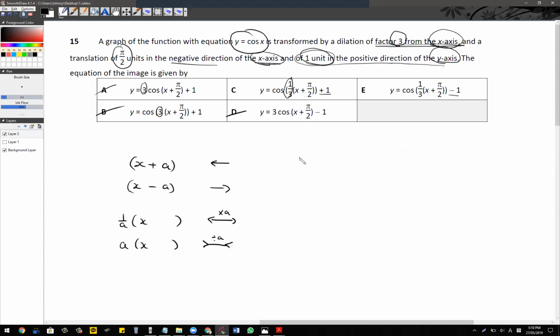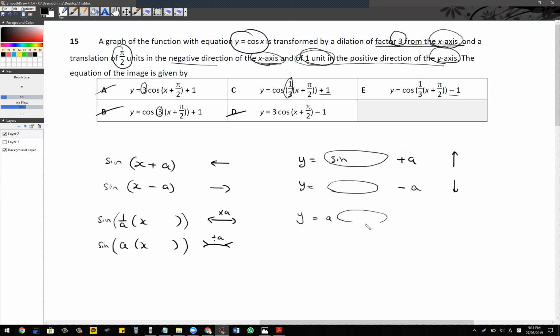Now, if you have y equals some sine function here, or cosine, and then plus a, then that's moving up by a. If you've got y equals some stuff, sine or cosine of that, and then plus a, that's moving up by a. Y minus a, that's moving down by a. If you've got y equals a times sine or cosine something, that's stretching by a. And if you've got y equals 1 over a times sine or cos, this is compression. So it's just completely opposite, isn't it?